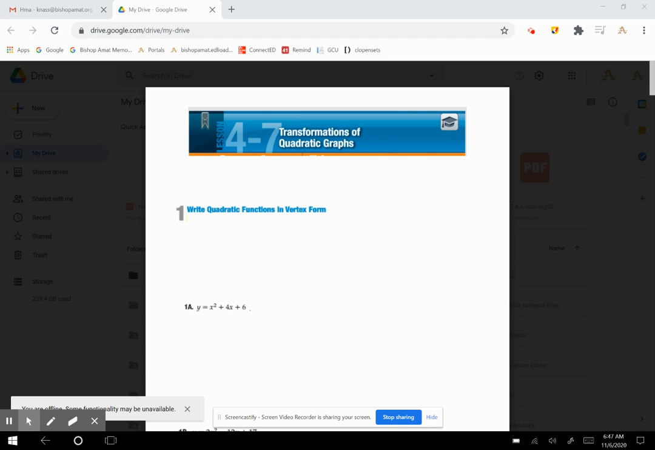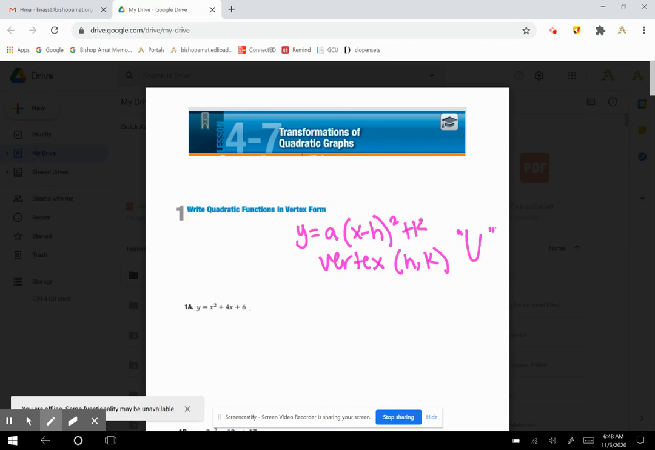4.7 Transformations of Quadratic Graphs. So the way we start this one off is they want you to write in vertex form. We've seen vertex form before in last chapter. Vertex form is y equals a times x minus h squared plus k, where your vertex is h comma k. And then remember, because it's squared, all of our graphs will look like a U.